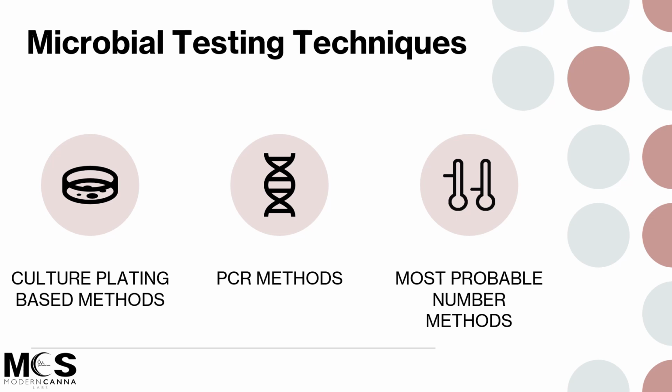For microbial testing, there are three prominent techniques that are utilized by cannabis laboratories. The first is going to be culture-based plating methods. The second is PCR or polymerase chain reaction methods. And the last is culture-based most probable number methods or MPN methods. And over the course of the next few slides, we're going to briefly review each of these techniques and discuss the analytical processes that are associated with performing each of them.